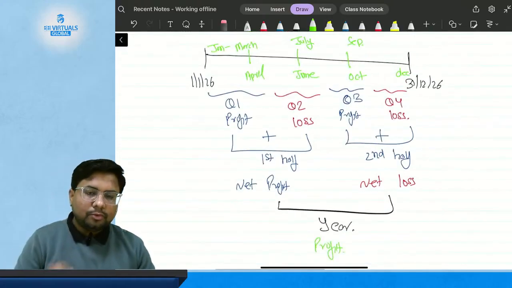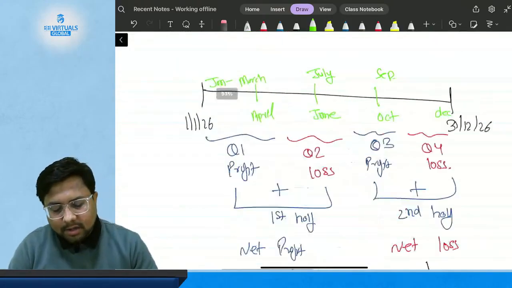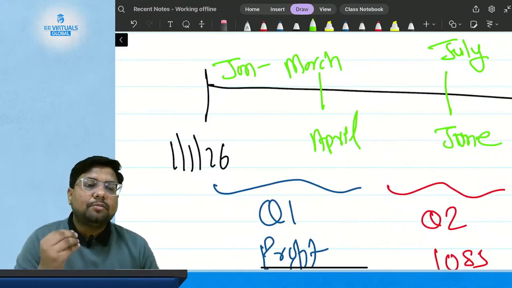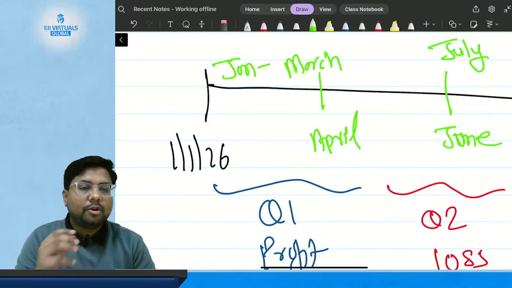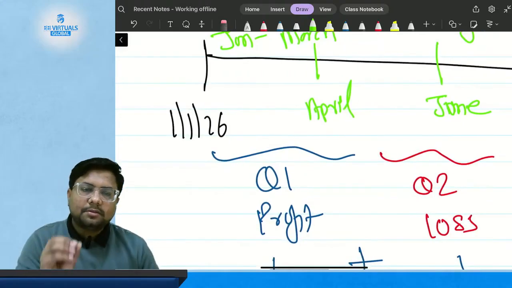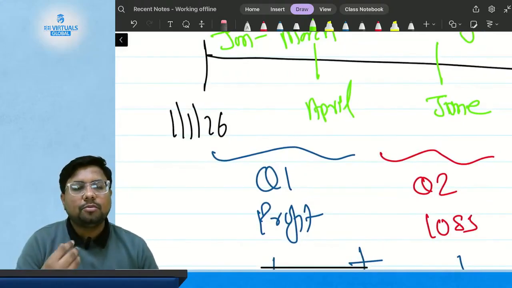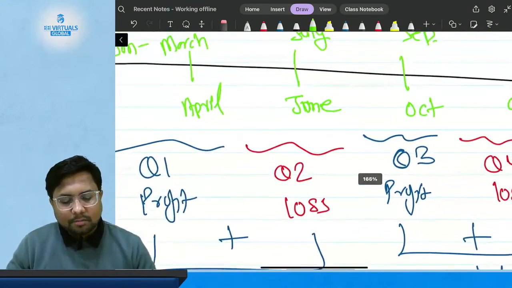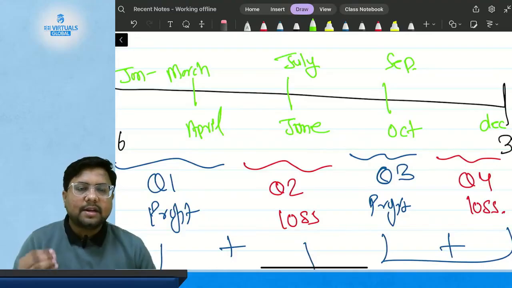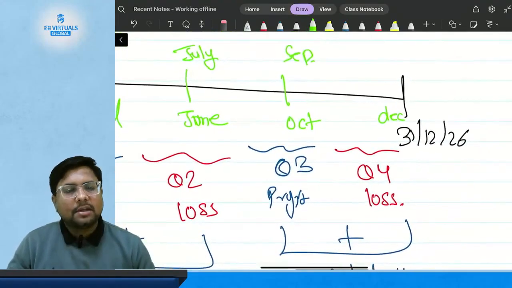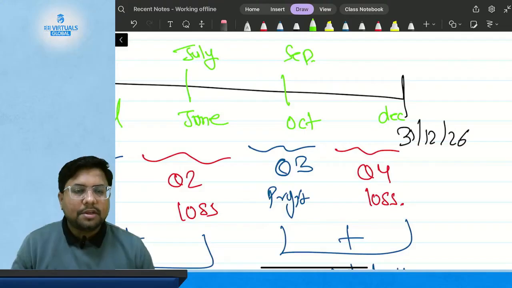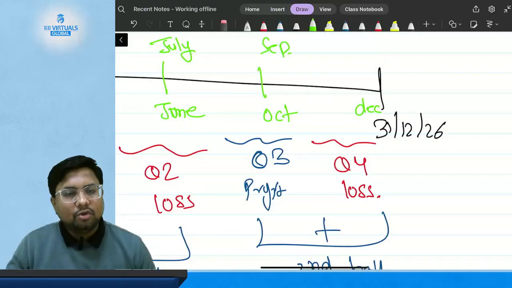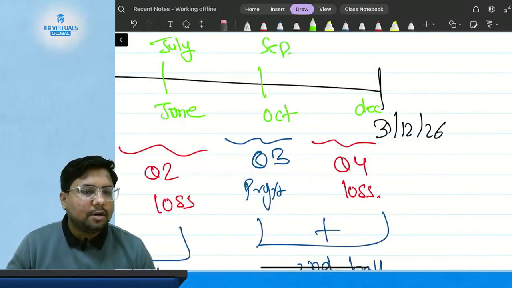So if you ask me, sir, what was your financial performance, or what is your statement of profit or loss for quarter one? I will say my quarter one was profitable, it was showing me the profit. Then you said, sir, what about quarter two? So I will tell you my quarter two was loss making, I incurred loss. Then quarter three was again profitable, my financial performance for quarter three was profitable. Then again you will ask, sir, what about quarter four? So I will say quarter four was my loss, I have incurred loss.